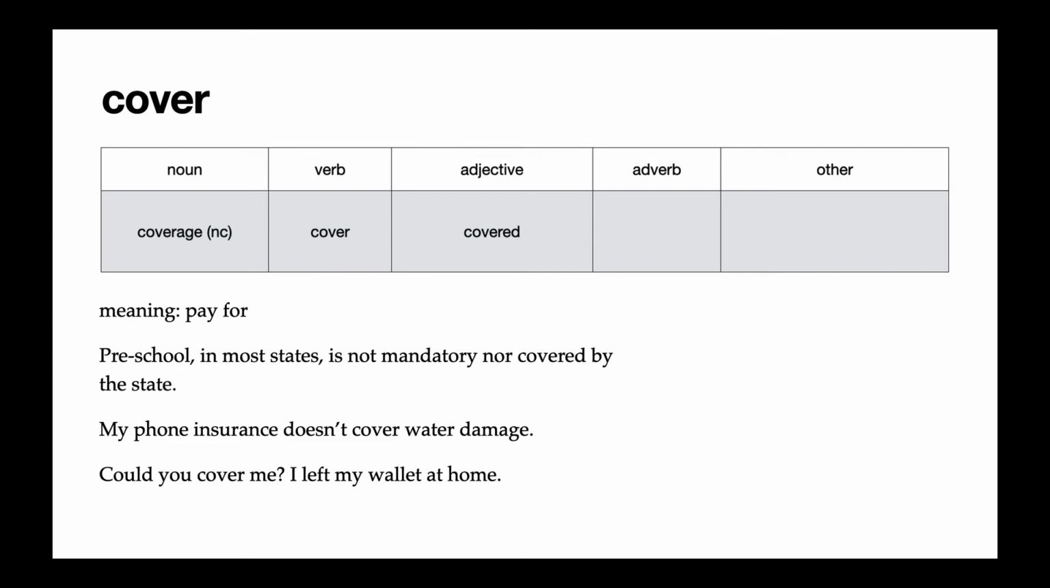This means I'm asking you if you could pay for me because I don't have any money. We also have a noun form, coverage. Coverage is kind of a more formal term, usually used by insurance companies. And the adjective form covered would be just the past participle form of the verb. Like, oh, is this covered? That means, is this paid for?